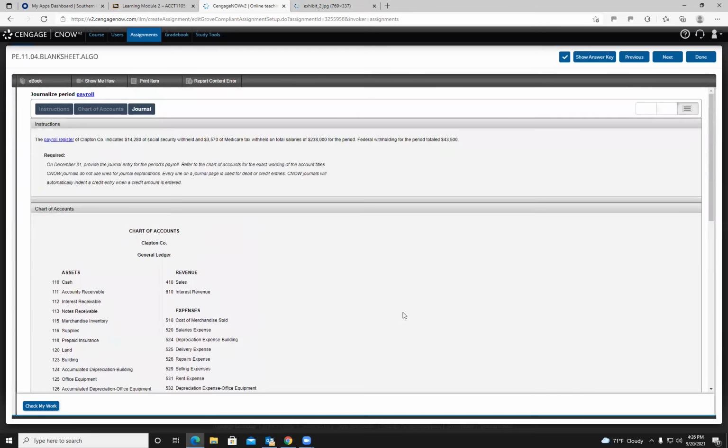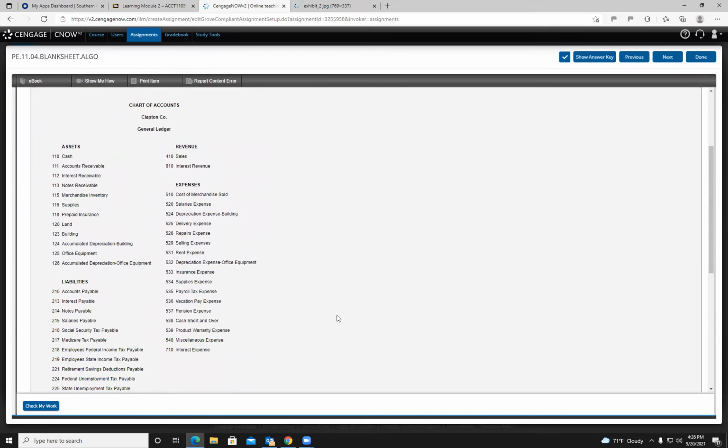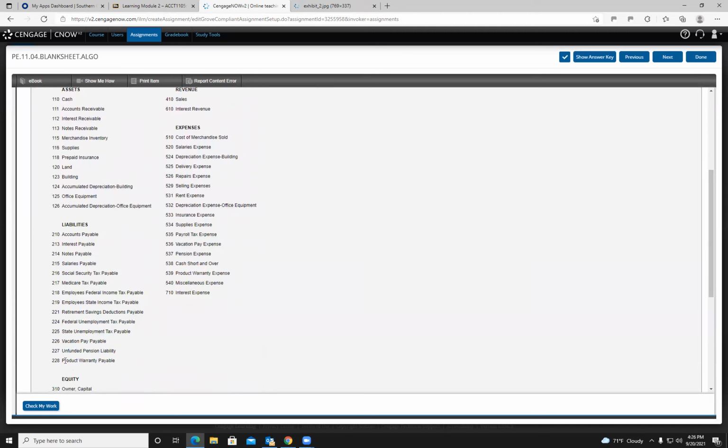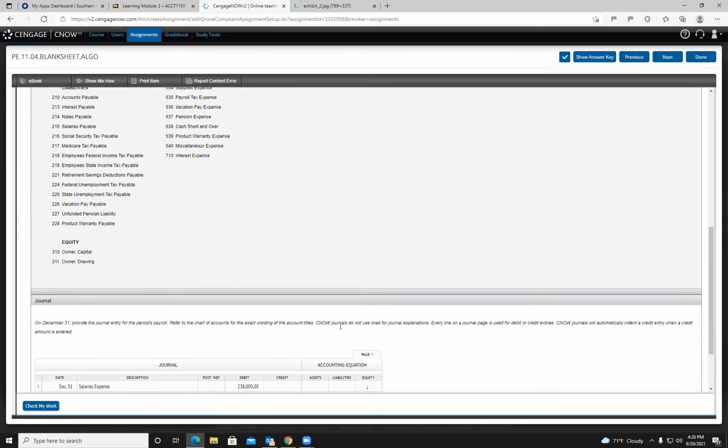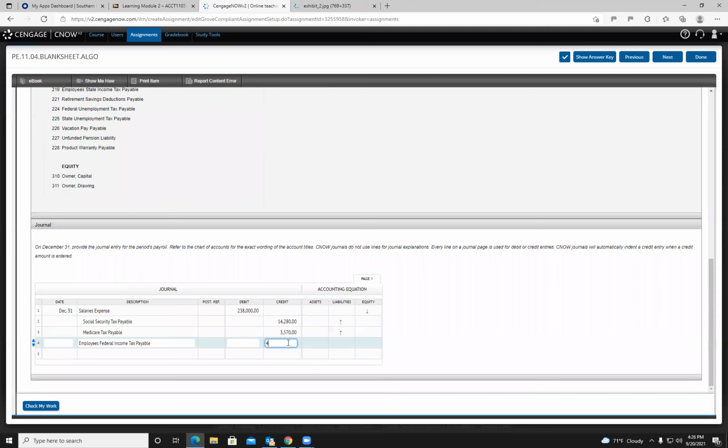And then the last one it gave us was federal withholding. So let's go and look for the federal. Here we go, the employees' federal income tax payable. And go ahead and copy and paste that in. And that amount was 43,500.